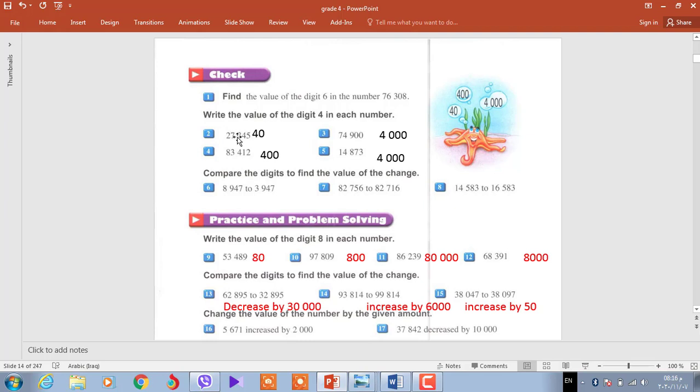In practice 2 we have 27,345. Place value of 4. In which place, dear student? We have ones, tens. So the value of 4 there is in the tens place. So we have 40, dear student.